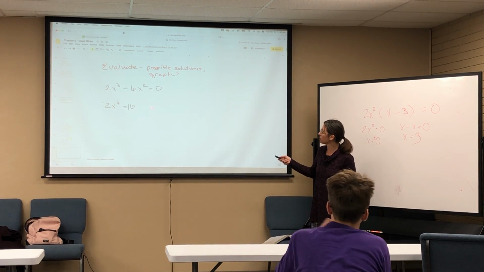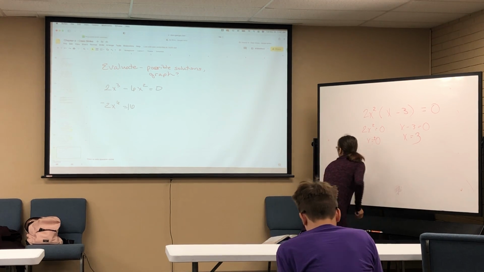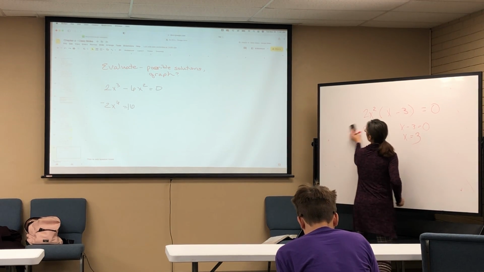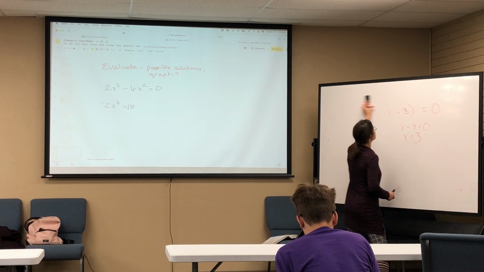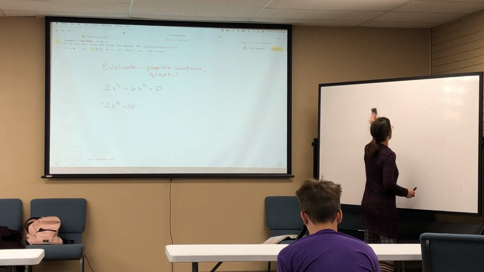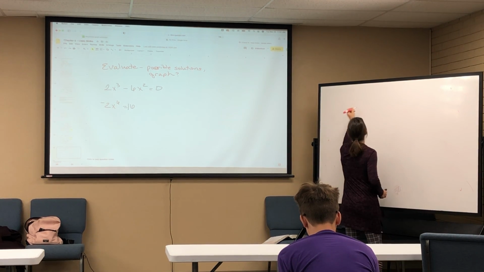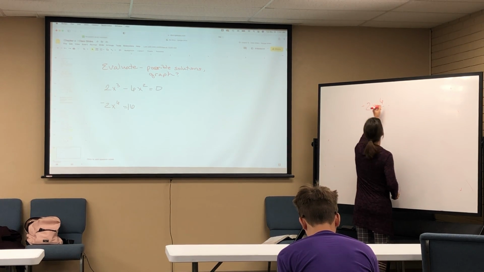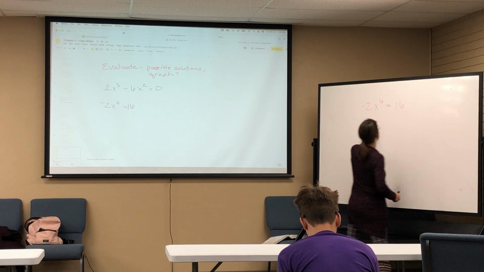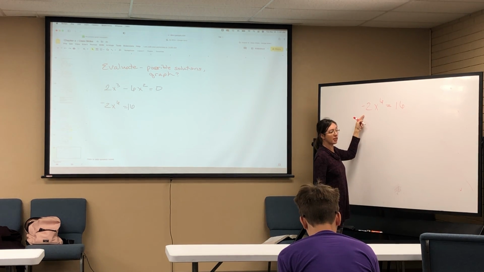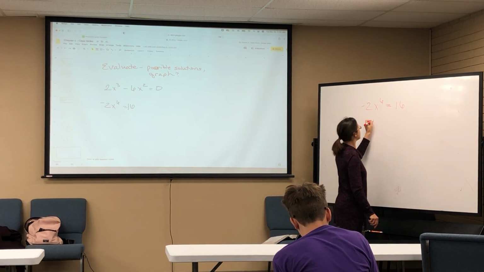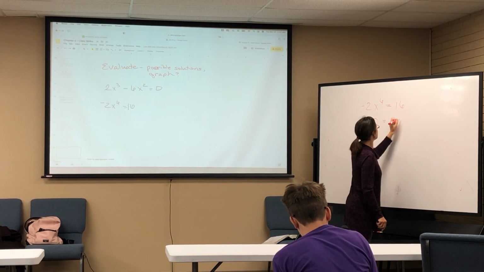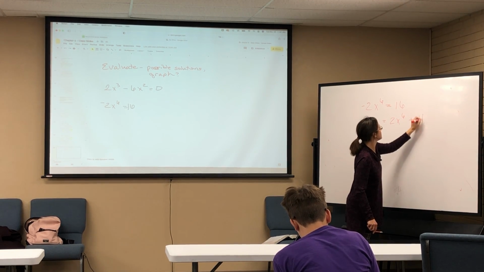Okay? So let's look at this one. I've got negative 2x to the 6th equals 16. What's the first problem with this one? You have to move 16 over. Perfect. I need to move 16 over, or I need to move the negative 2. I prefer to get rid of my negative, so I'm going to go that way and have 2x to the 6th plus 16.